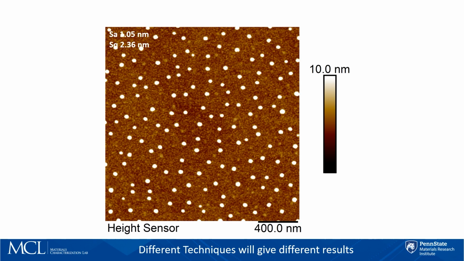Zooming in further, we now have a 2-micron scan. It's very easy to see these particles, they're coming in very clear, and our RMS roughness has climbed again to 2.36.